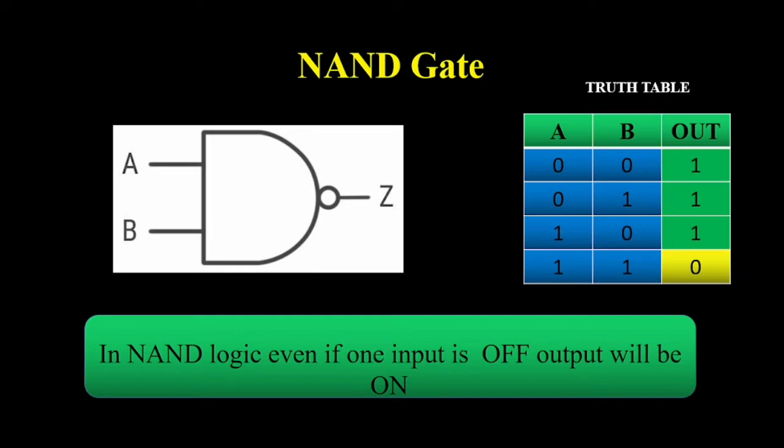Hope by observing this truth table you came to know that if all the inputs in NAND gates are on, the output will be 0, that is off. Otherwise the output will be 1, that is nothing but on. So for getting an off condition in a NAND gate, all the inputs should be on. Now let us see about the NOR gate.